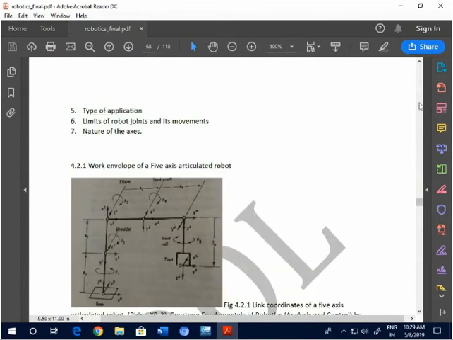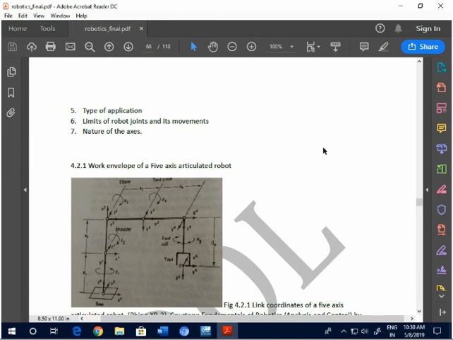Now you are seeing something in the figure given out here. It is actually called the link coordinates of the 5 axes Rhino X3. The robot shown out here is Rhino X3, and the diagram which you are seeing is the link coordinate diagram of the 5 axis Rhino X3. This is a 3D view of it. Now, a more clear picture I will send and put with the table.